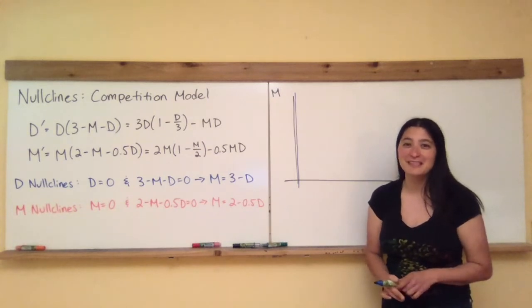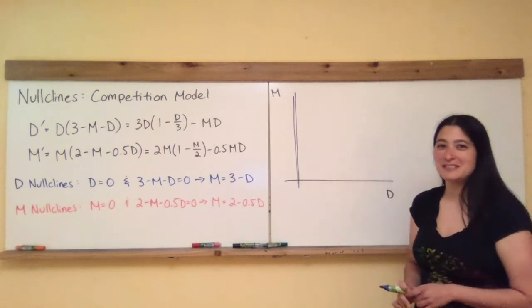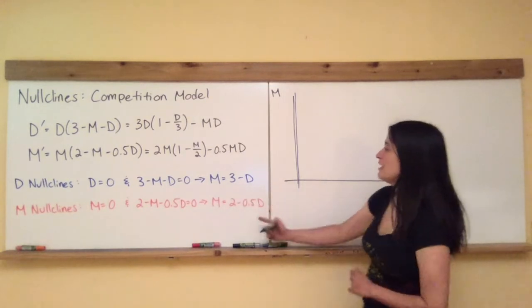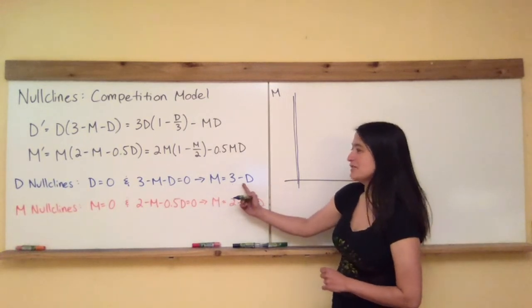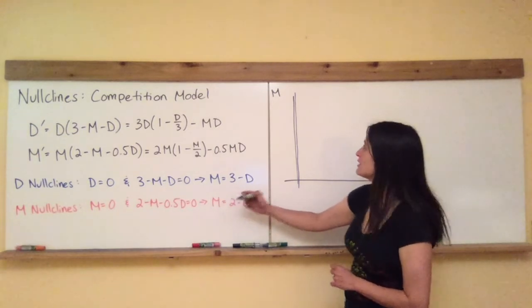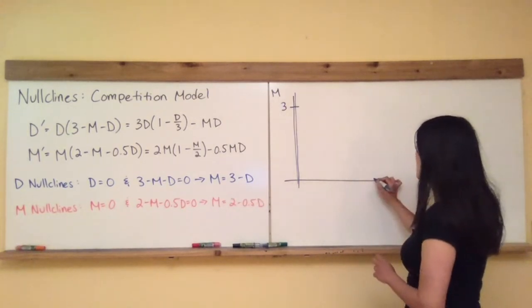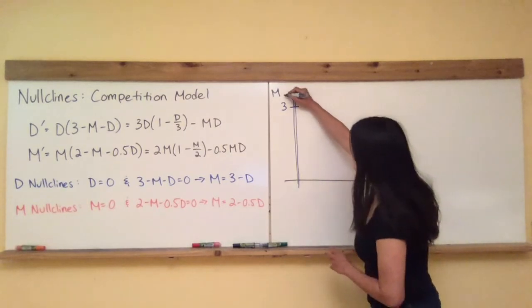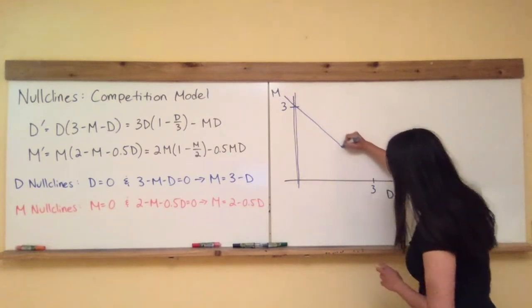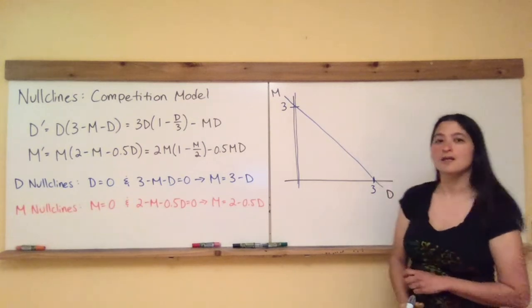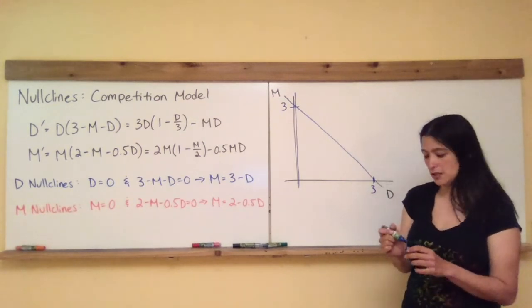Now, still using that in context of differential equations. Okay, so let's see. M is equal to 3 minus D. That would be like y is equal to 3 minus x. And so the y-intercept would be 3, and the x-intercept would also be 3. And it has a slope of negative 1. So it looks kind of like that. Okay, supposed to intersect right there. Okay, those are the two D nullclines.